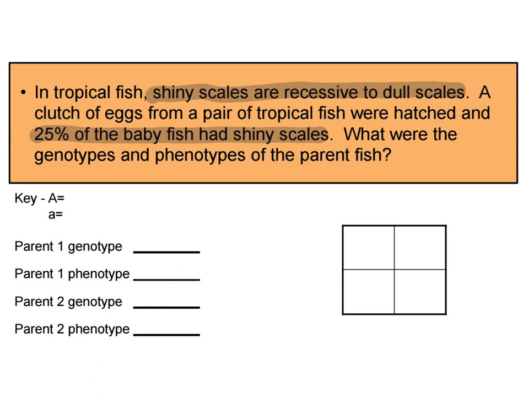Let's start with the key. It tells us in the problem that shiny scales are recessive. That's going to be my little a. So my little a are shiny scales, and my dominant are dull scales.